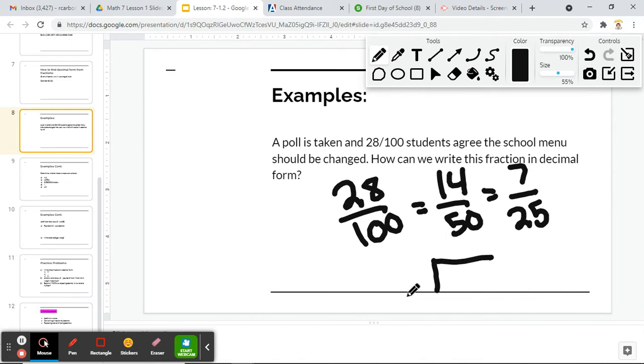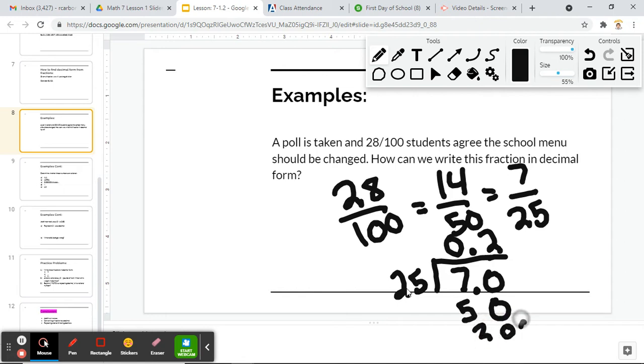So I'm going to put my numerator on the inside of the division sign and my denominator on the outside. Clearly 25 does not go into 7, so I'll put a 0 here, a decimal place after the 7 and right above it, and then I'm going to add in another 0. Now we have to ask ourselves, how many times does 25 go into 70? I believe it goes in 2 times, because 25 times 2 is 50. Now we'll subtract here. 70 minus 50 would be 20, and we'll bring down a 0.